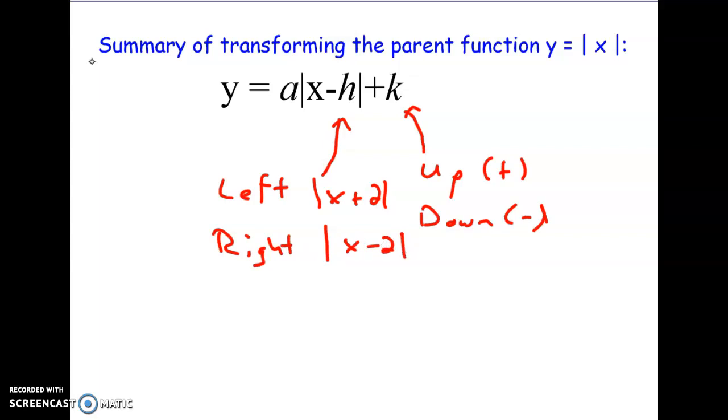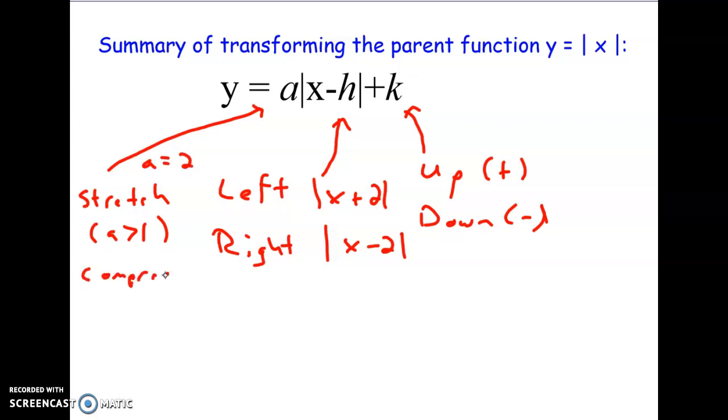Okay, so the A number again does a whole bunch of different things, right? So it can stretch, which we already talked about. And I would do an example there. So A has to be bigger than 1. So if you want to do an example, like A of 2, that would make it stretch. Compress, A is between 0 and 1. Okay, and again, if you want to do an example, something like 0.5.